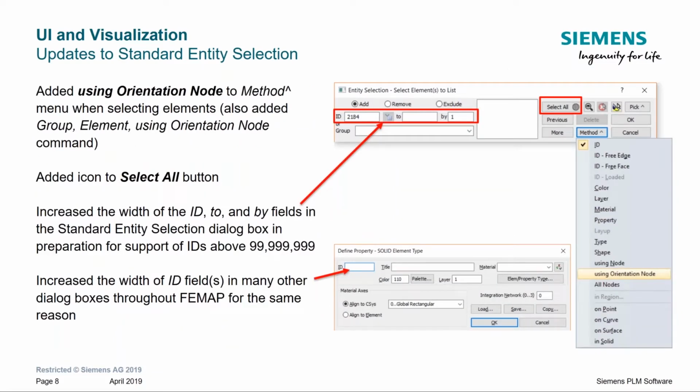Another thing we've done is increase the size of the fields in there. So now we're preparing for supporting IDs above 99,999,999, which we call large IDs. We're expecting in the future the models are going to get larger and larger, and some companies would like to use larger ID fields. So we increased the width of those as well.